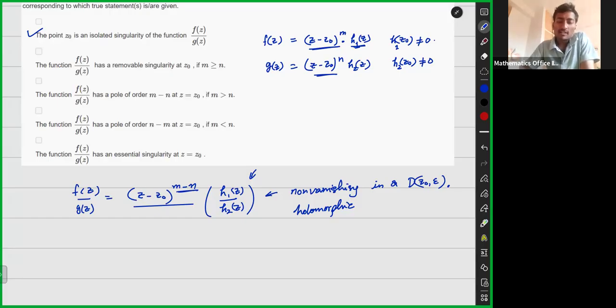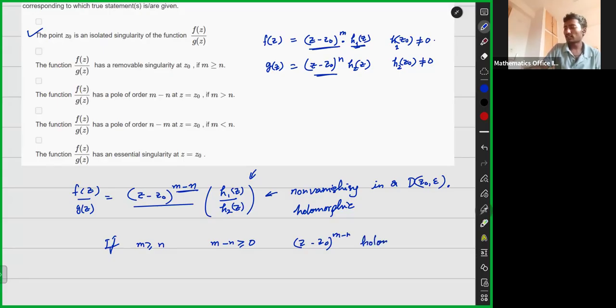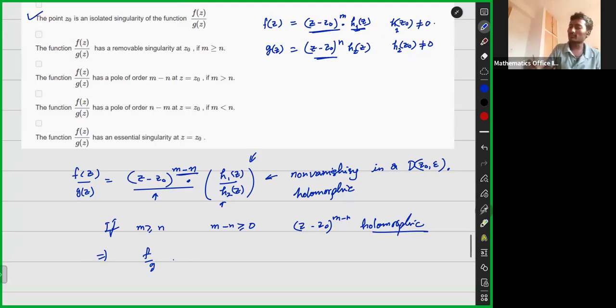Now the second option: the function f by g has a removable singularity at z0 if m is bigger than or equal to n. If m is bigger than or equal to n, then m − n is greater than or equal to 0, so (z − z0) to the power m − n is holomorphic. Now it is a product of two holomorphic functions, this is holomorphic and this is also holomorphic. So f by g is holomorphic in a neighborhood. You have to understand that we don't know outside the neighborhood; there may be another zero, another pole, or something like that. So f by g is holomorphic, being a product of two holomorphic functions.